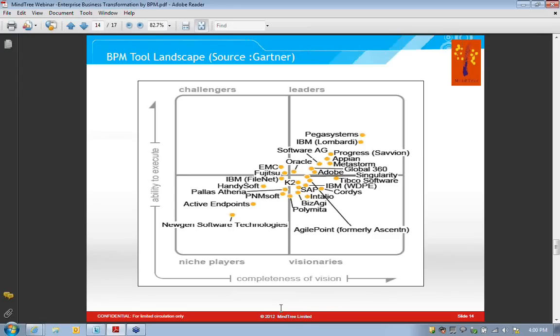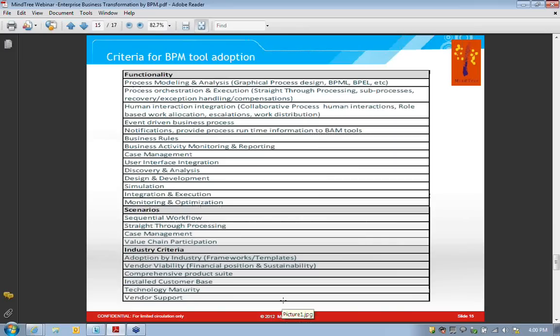Moving on to the subsequent slide. So here, the criteria for BPM tool adoption. This slide I just incorporated for the technical evangelists like many of you. If you intend to do a BPM tool evaluation and adoption, some sort of granular parameters you should definitely look at.